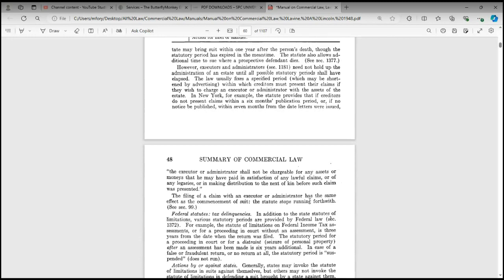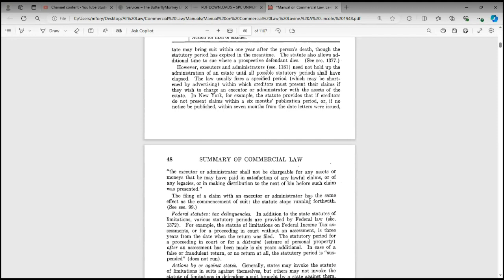executors and administrators, Section 1181, need not hold up the administration of an estate until all possible statutory periods shall have elapsed. So they're saying you don't have to.